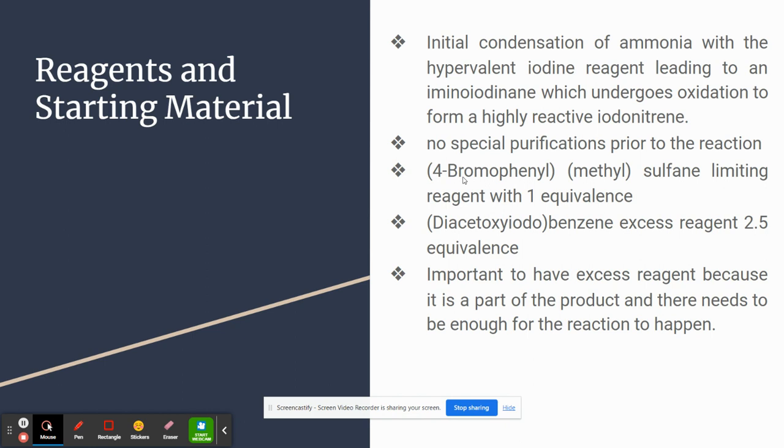It is important to have excess reagent when performing the reaction, because you need enough to do the reaction for the product to form, and you ideally want extra in case anything happens, as well as it being a part of the reaction.